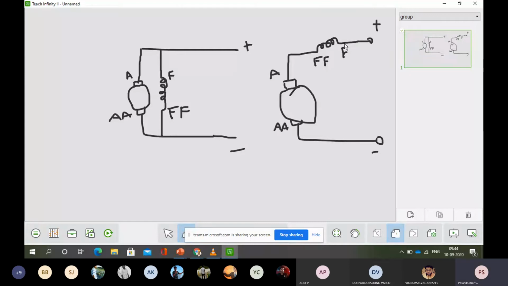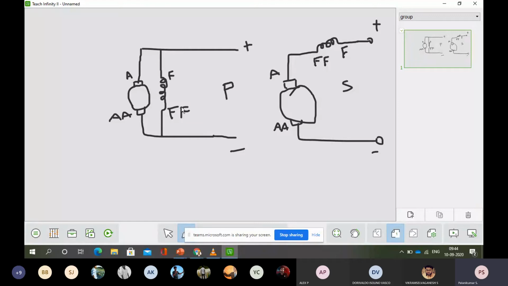So what is the series connection? The current entering the field coil is the same current entering the armature also. In the parallel case, the current flowing through the field coil differs from the current entering the armature coil. But here, the current entering the field coil is the same current going through the armature. That is why it is called series connection. This other one is called parallel connection.